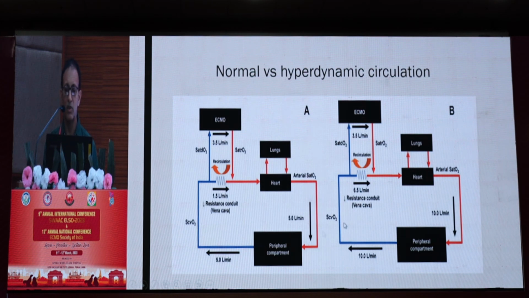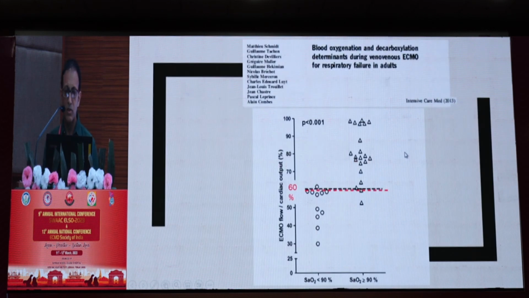This patient won't be hypoxic. Whereas this patient, where the cardiac output is 10 liters, only 3.5 liters goes into the ECMO and 6.5 liters is still out of ECMO. This patient becomes hypoxic because most of the cardiac output is not being circulated into the ECMO. So this actually shows that we need to maintain an ECMO flow to cardiac output ratio of at least 60%.